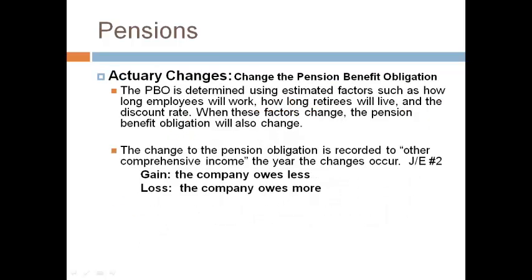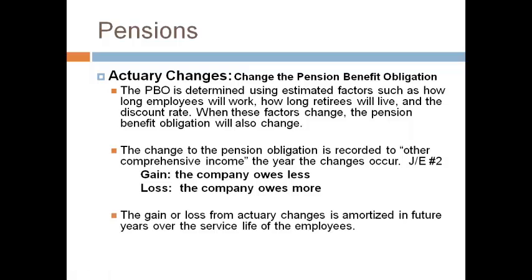Actuary factors such as how long employees will work, what they will earn, and how long they will live, along with interest rates, are estimated annually. Changes in estimates change the amount the company will have to pay employees. The change in the obligation that came about just because actuary factors were different is put into OCI the year the change occurs. The gain or loss is amortized over the service life into pension expense. This is very similar to the amortization of prior service cost.